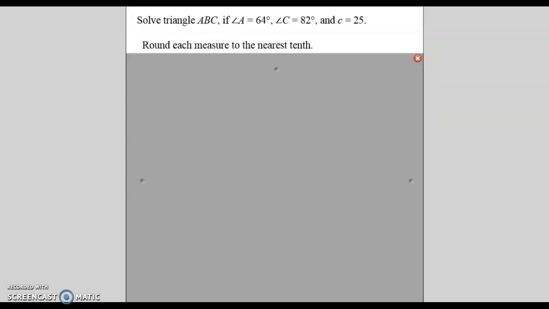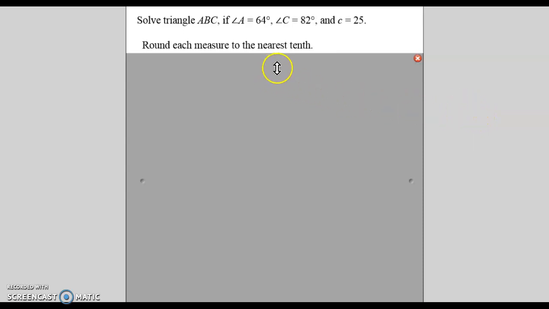Now I'd like you to go ahead and try one. Solve this triangle ABC, if angle A is 64 degrees, angle C is 82 degrees, and side length C is 25. Round your measures to the nearest tenth. Go ahead, draw that triangle, label the parts, and use the law of sines to find all the missing parts. You can press pause on this video and then press play when you're ready to see the answer.